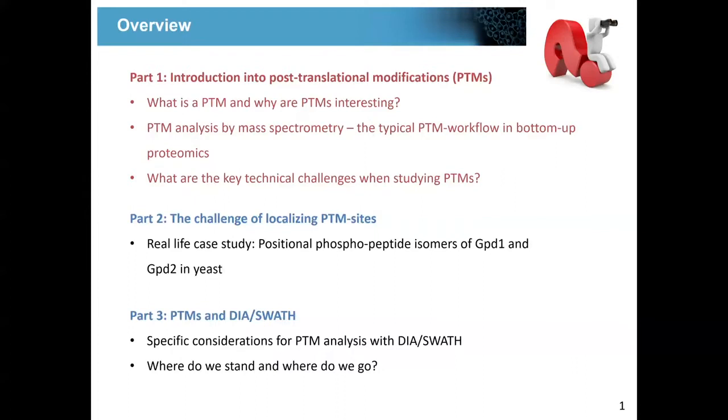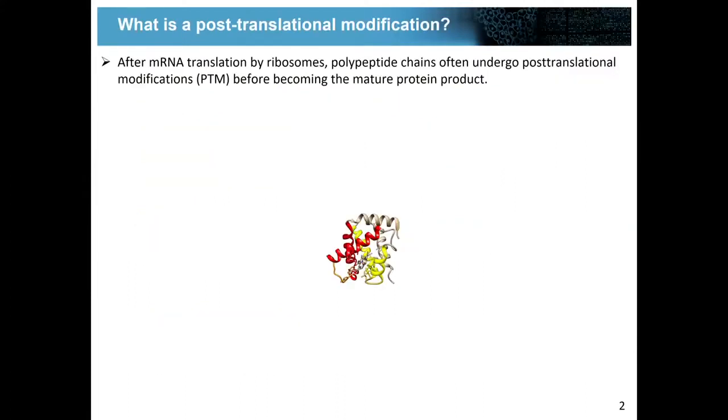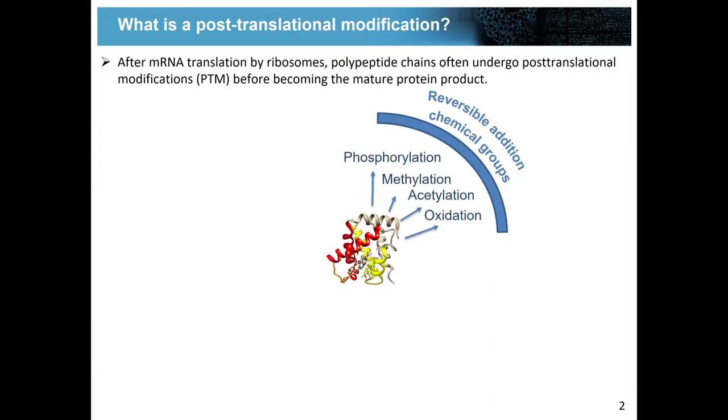Okay, introduction into PTM. So what is a PTM? After translation of mRNA by the ribosomes, polypeptide chains are not ready. Often they undergo various different kinds of post-translational modifications before they become the mature functional protein. And these PTMs are really very, very diverse. What most people understand when they think about PTMs is reversible addition of chemical groups to the N-terminus or the C-terminus or the side chains of amino acids, like phosphorylation, methylation, acetylation, oxidation, all these types of PTMs exist.